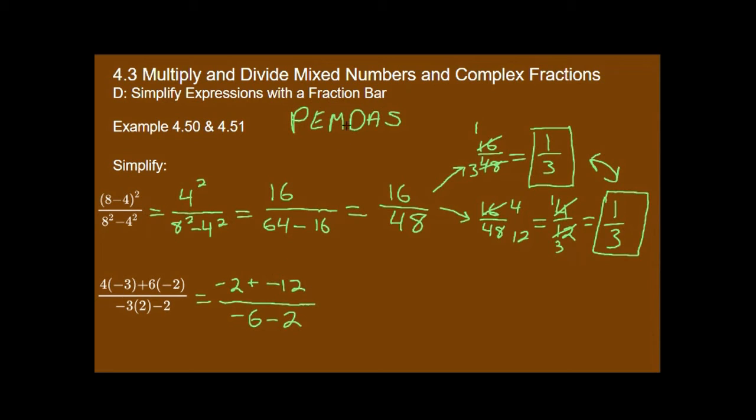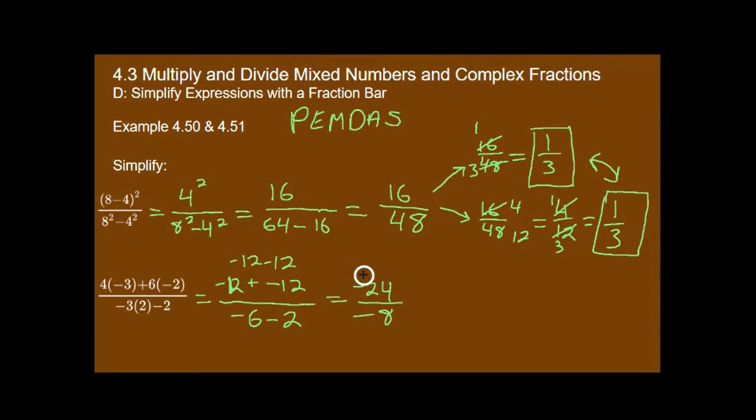Okay, so now we've done the multiplication. There's no division in the numerator or the denominator, so we're going to move on to addition and subtraction. On the top, we have negative 12. Sorry, I wrote that wrong: 4 times negative 3 is negative 12. So negative 12 plus negative 12. We could also rewrite this as negative 12 minus 12, right? And those two together are equal to negative 24. On the bottom, I have negative 6 minus 2. That's equal to negative 8.